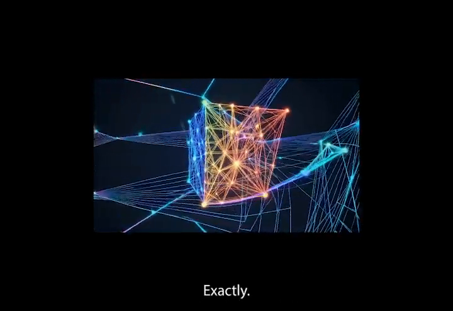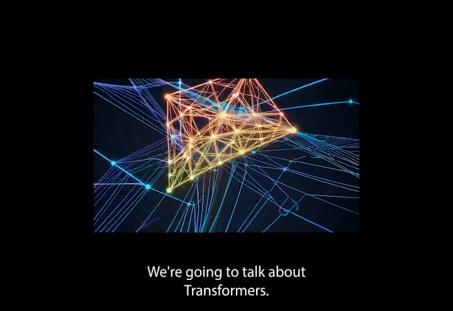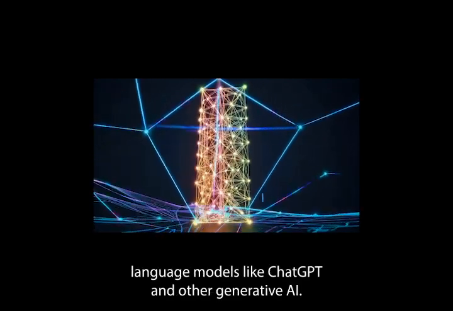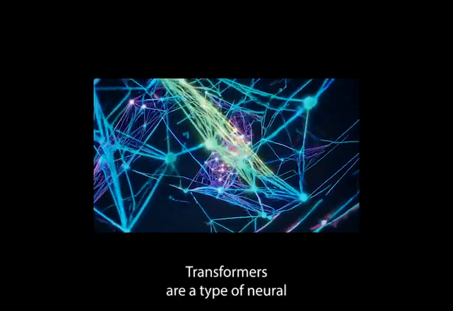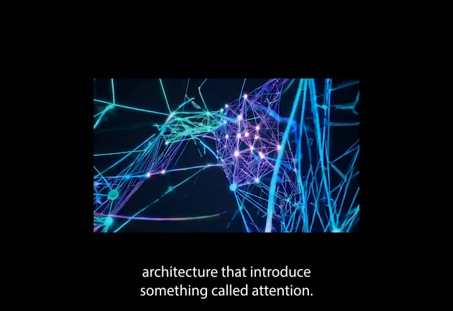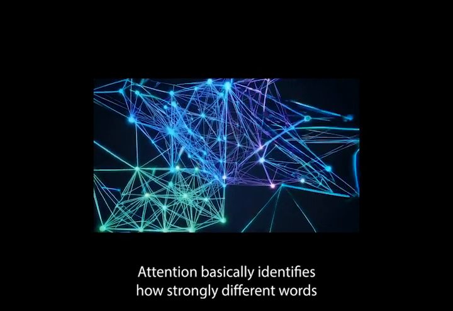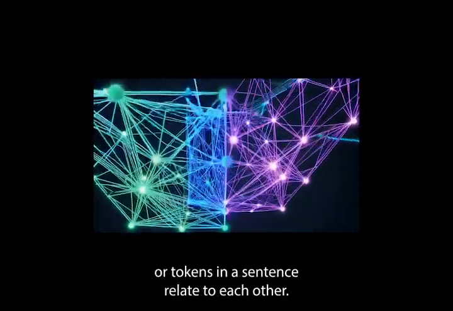Exactly. Let's first define some terms. We're going to talk about transformers. Many of our listeners might have heard of transformers in the context of large language models like ChatGPT and other generative AI. Transformers are a type of neural architecture that introduce something called attention. Attention basically identifies how strongly different words or tokens in a sentence relate to each other.